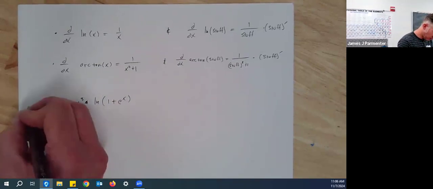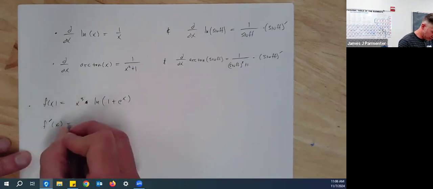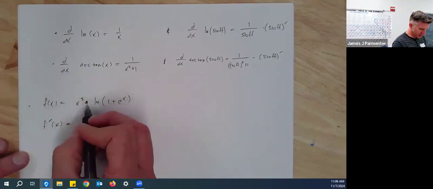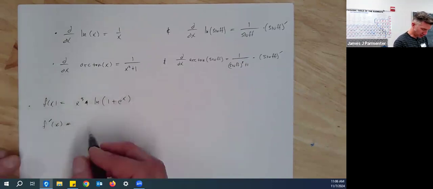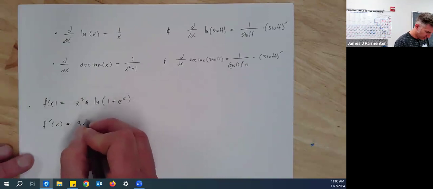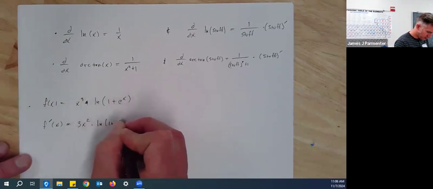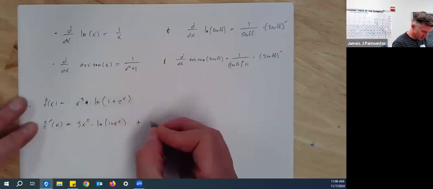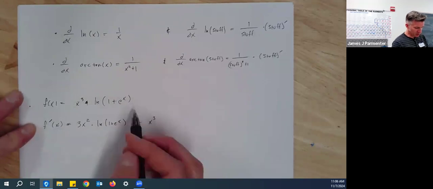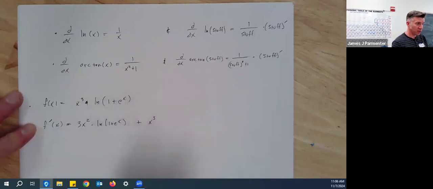Okay, so I'm just going to use my usual rules. I've got x cubed times the natural log of 1 plus e to the x, so I'm going to use the product rule. So I'm going to do 3x squared times the other function untouched plus, and then we switch it up. We leave the x cubed alone or untouched, and we take the derivative of the natural log of 1 plus e to the x, which is going to require the chain rule.